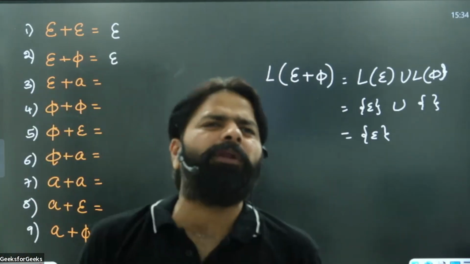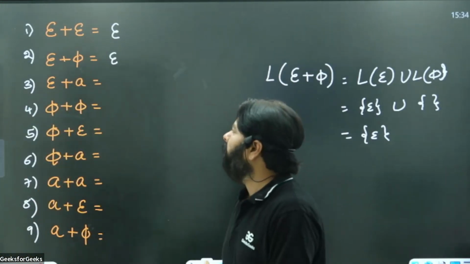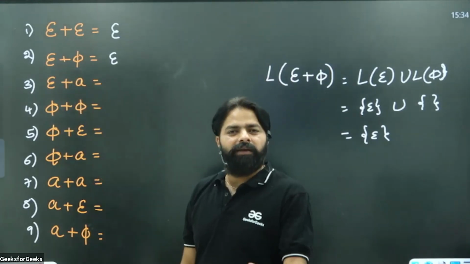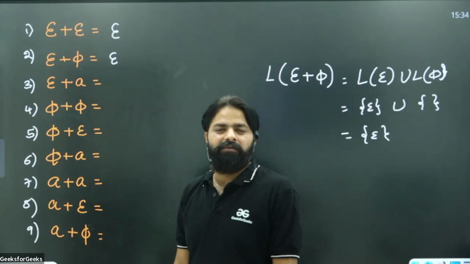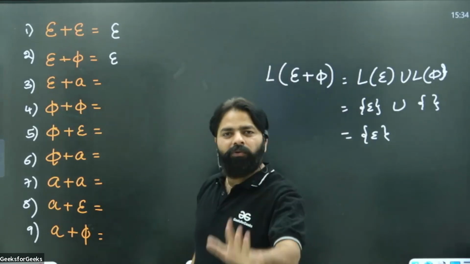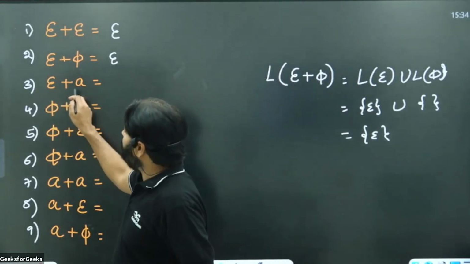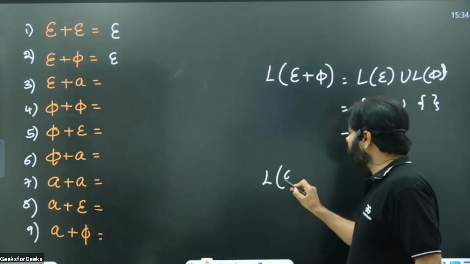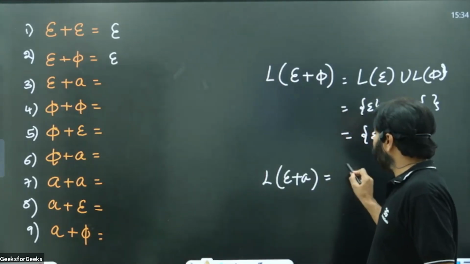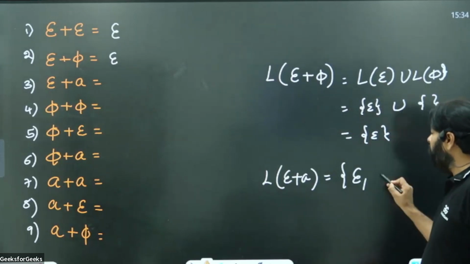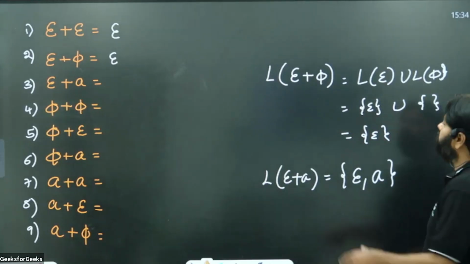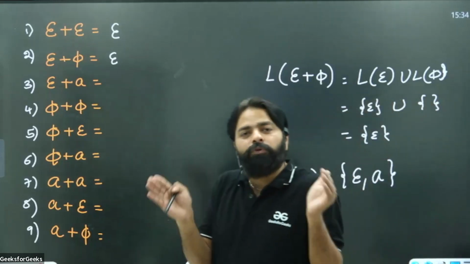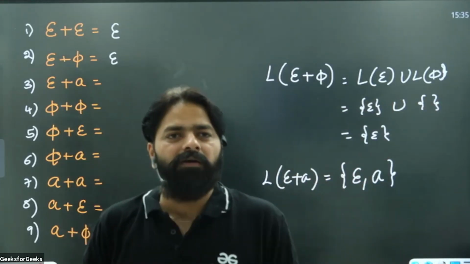Everybody got this point? Some people are writing epsilon comma pi. No, but that's okay. It's already given, right? Why do you write a pi separately? Pi cannot give even one string, so you can ignore pi. And epsilon plus a, please understand, when you do it, you will get two strings. You cannot ignore epsilon, you cannot ignore a, because epsilon generates epsilon, a generates a. When you do the union, you will have two strings. It's not one string.